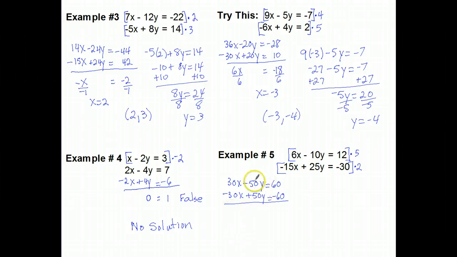We add the equations, and both the x's and the y's add out, so that leaves us with 0 on this side. And 60 and negative 60 also add up to 0. And so we lose our variables, and we're left with 0 equals 0, which is a true statement. And so that corresponds with infinitely many solutions. If we were to graph these, they would be the same line. Okay, infinitely many solutions if you lose your variable and get a true statement.